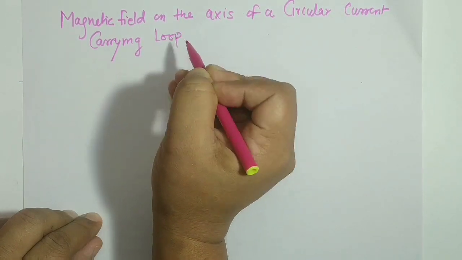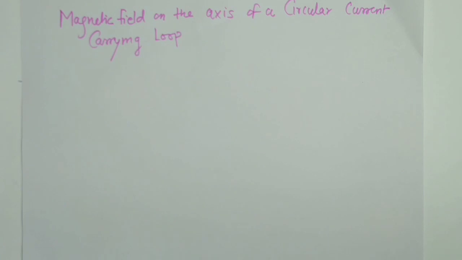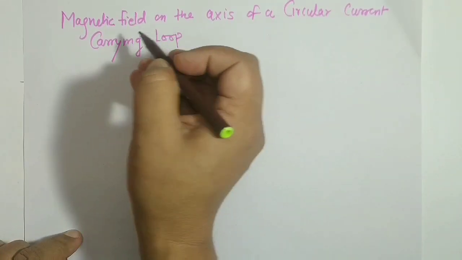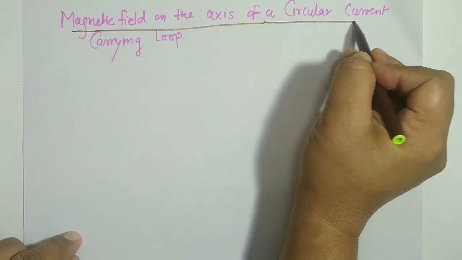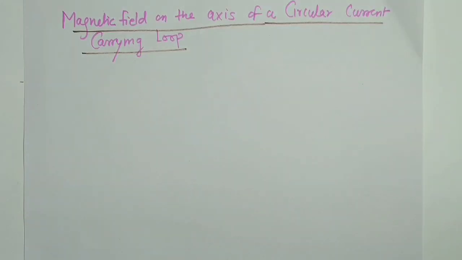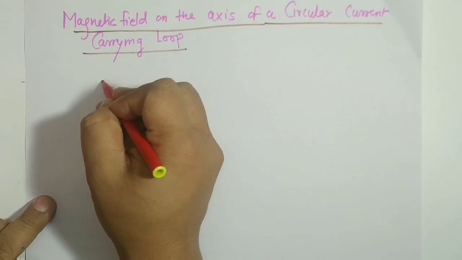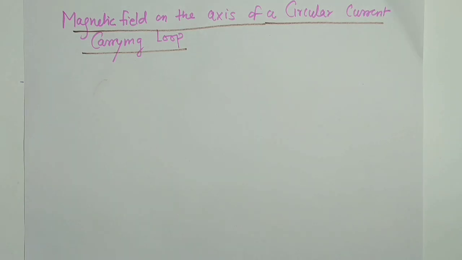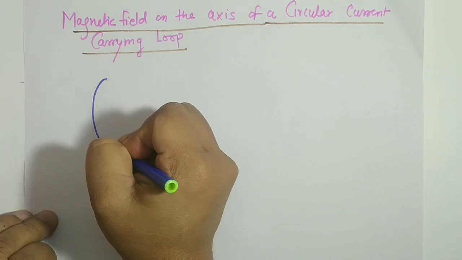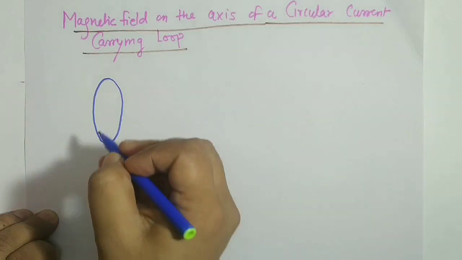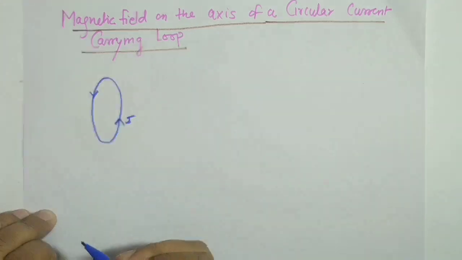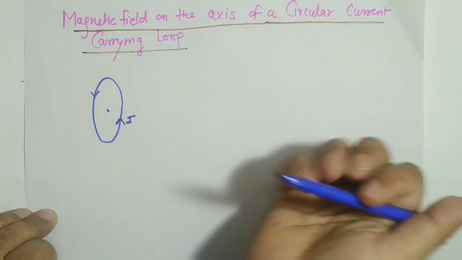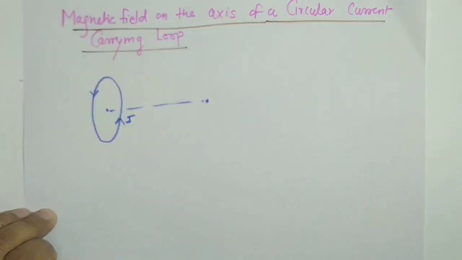Now today we are going to talk about the axis. The point where we are going to calculate is on the axis. Are you getting it? So the point is on the axis of a circular current carrying loop. I'm going to draw a loop here. Say this is a current carrying coil, and this is current I. Just see here, this is the center, and you have taken any point on the axis, and this is point P.